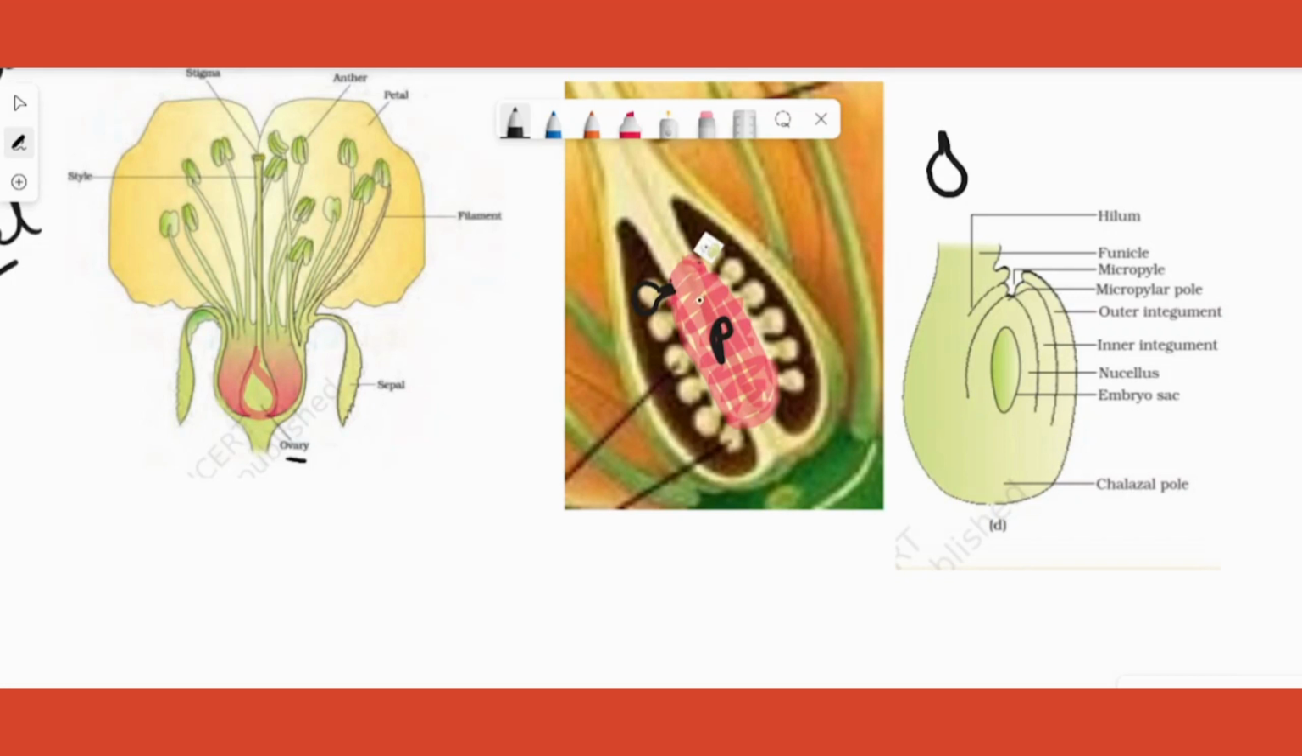This is what I have taken out. All right, that part, this part, which is the stalk, is called the funicle. The same thing is enlarged and shown here.